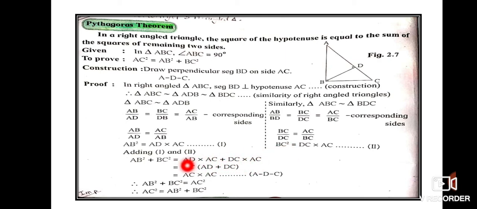Now if you look closely, can you tell me how many terms are there here? Some of you might guess and say there are 4 terms: AD, AC, DC, AC. But actually they are not 4 terms, they are only 2 terms. Since there is an into sign over here, AD into AC is one term, DC into AC is another term. Remember, one term is separated from another term using a plus sign or a minus sign. So we have 2 terms over here.